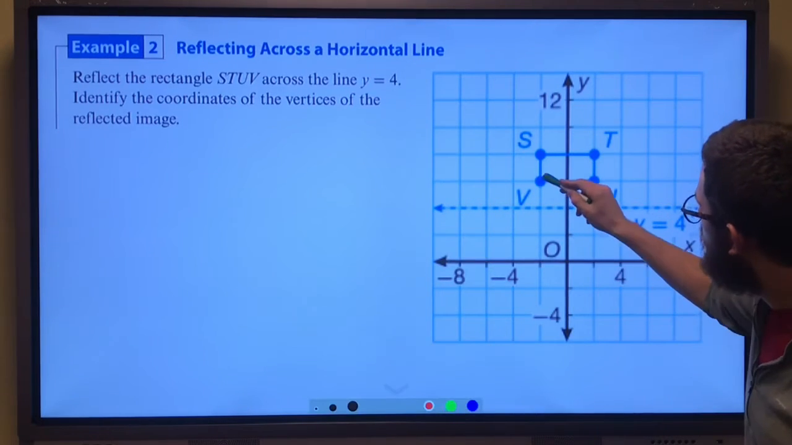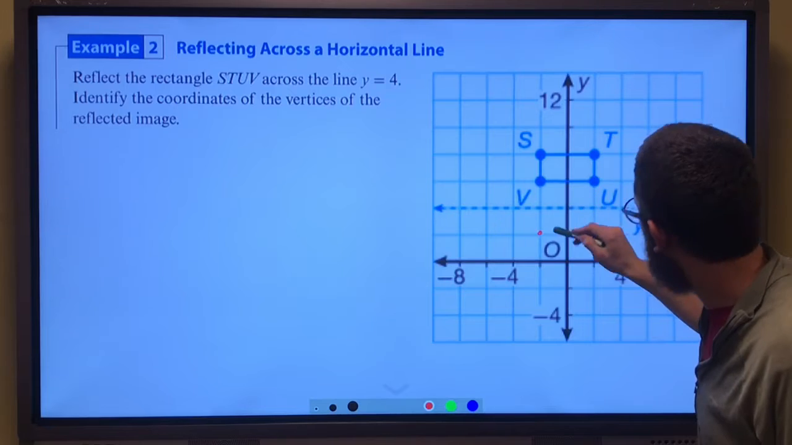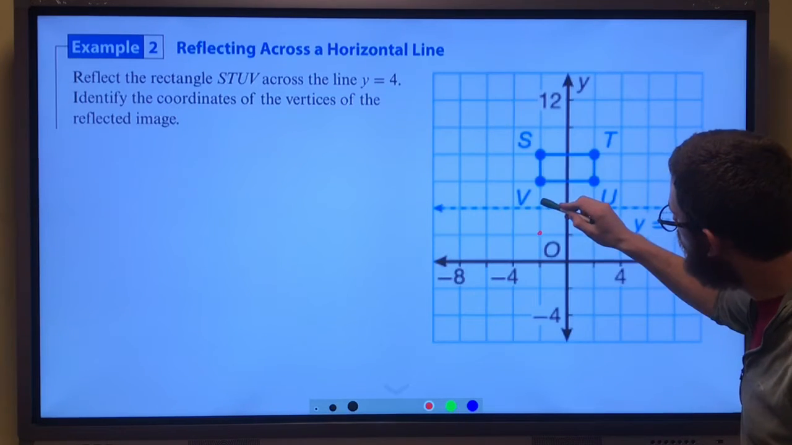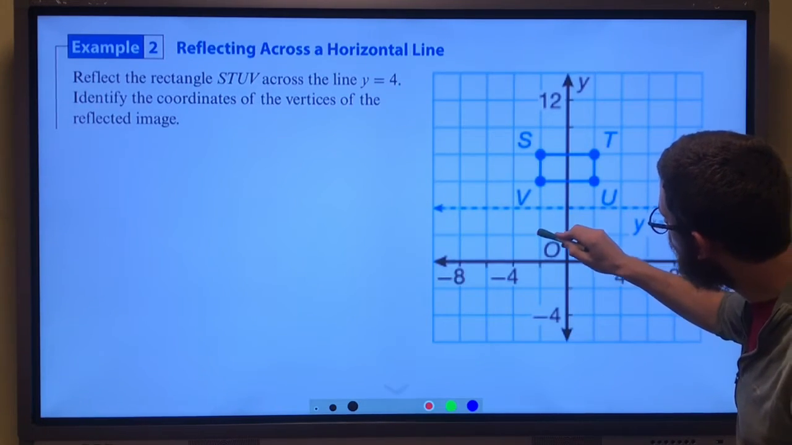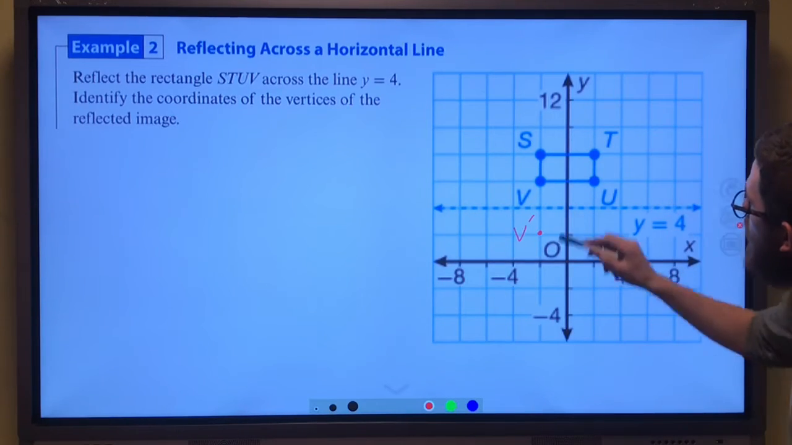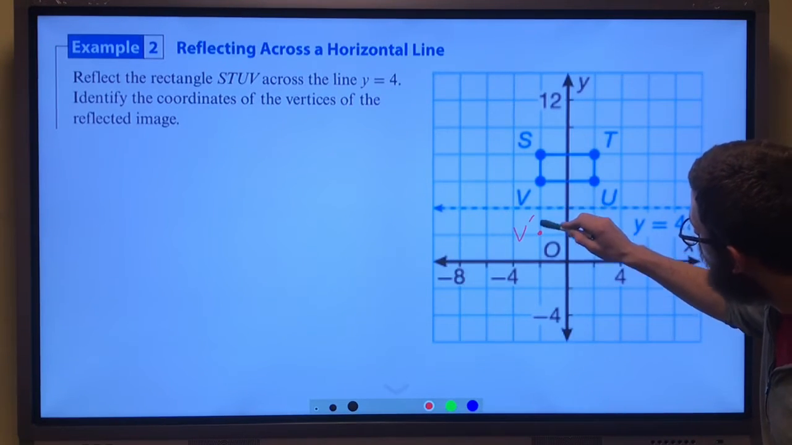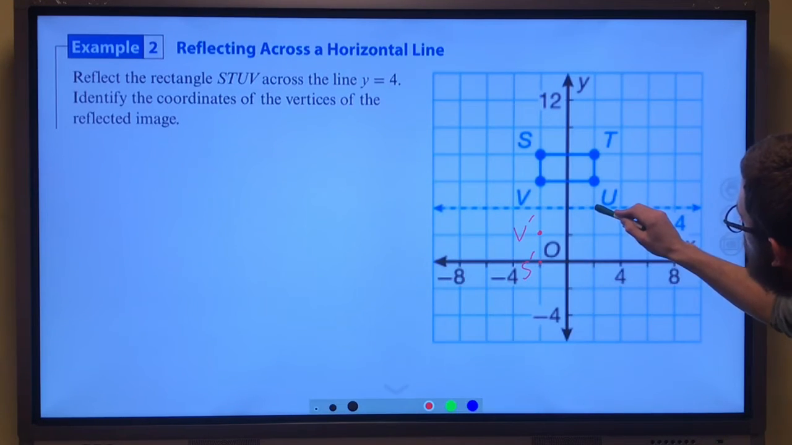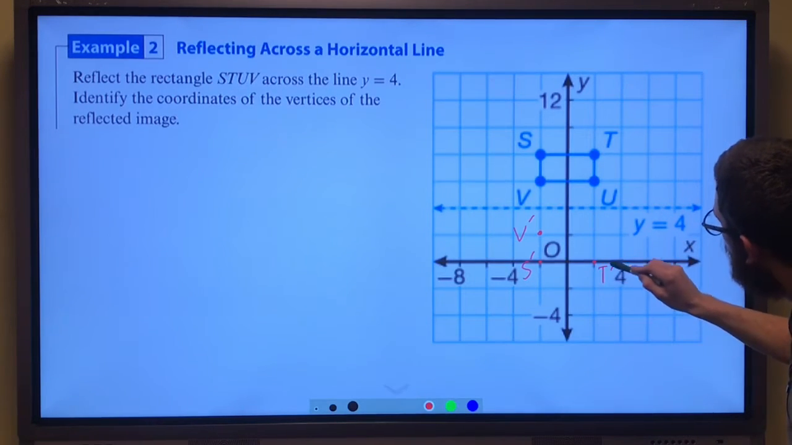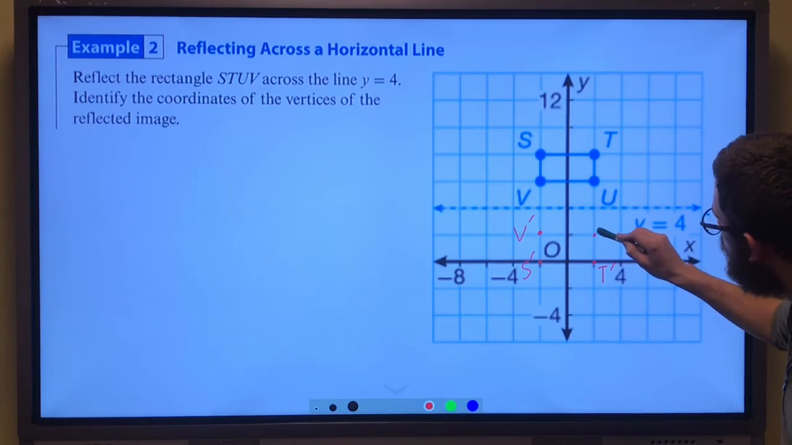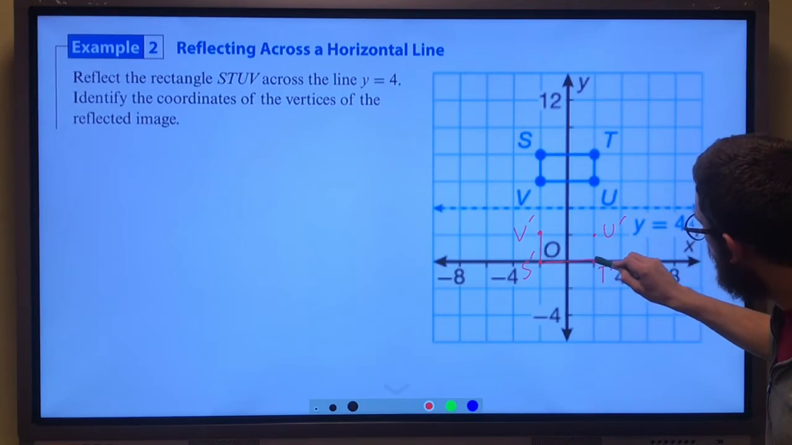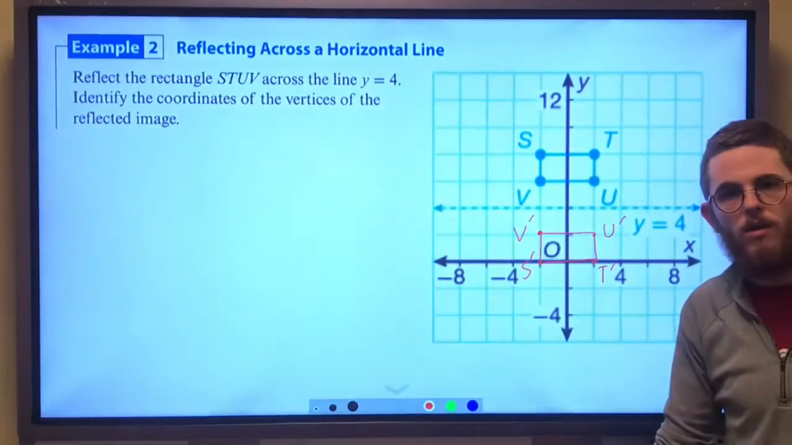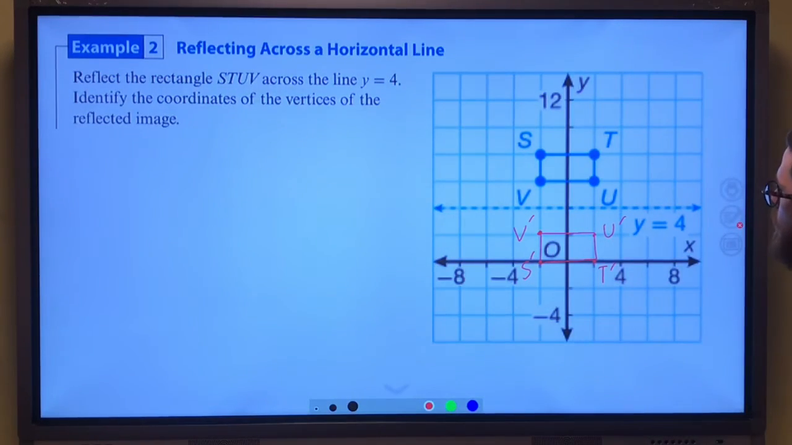Here it says reflect the rectangle STUV across the line y equals 4. Okay, we can do it. V, 2 units away. We're counting by 2's here. 2 units to the line of reflection, 2 units away. There's V prime. S, 4 units to the line of reflection, 4 units away. There's S prime. T, 4 units to get to the line, 4 units away. U, 2 units to the line of reflection, 2 units away. There would be our reflected figure there. Okay.